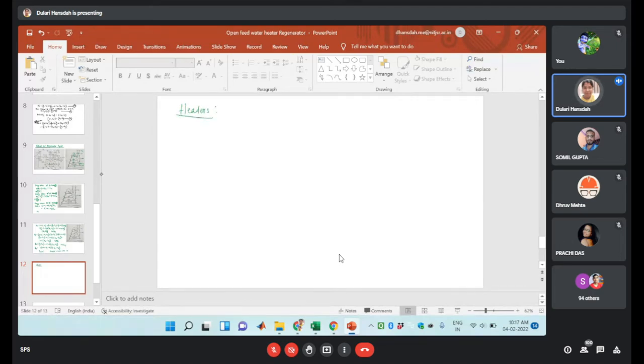This is known as the feed water heaters also. Okay, so there are two types of heaters that can be used. One is your open heater and another one is the closed heater. So whatever we have discussed till now is all about your open heaters. In case of the open heaters, that is also known as the direct contact type of heater.